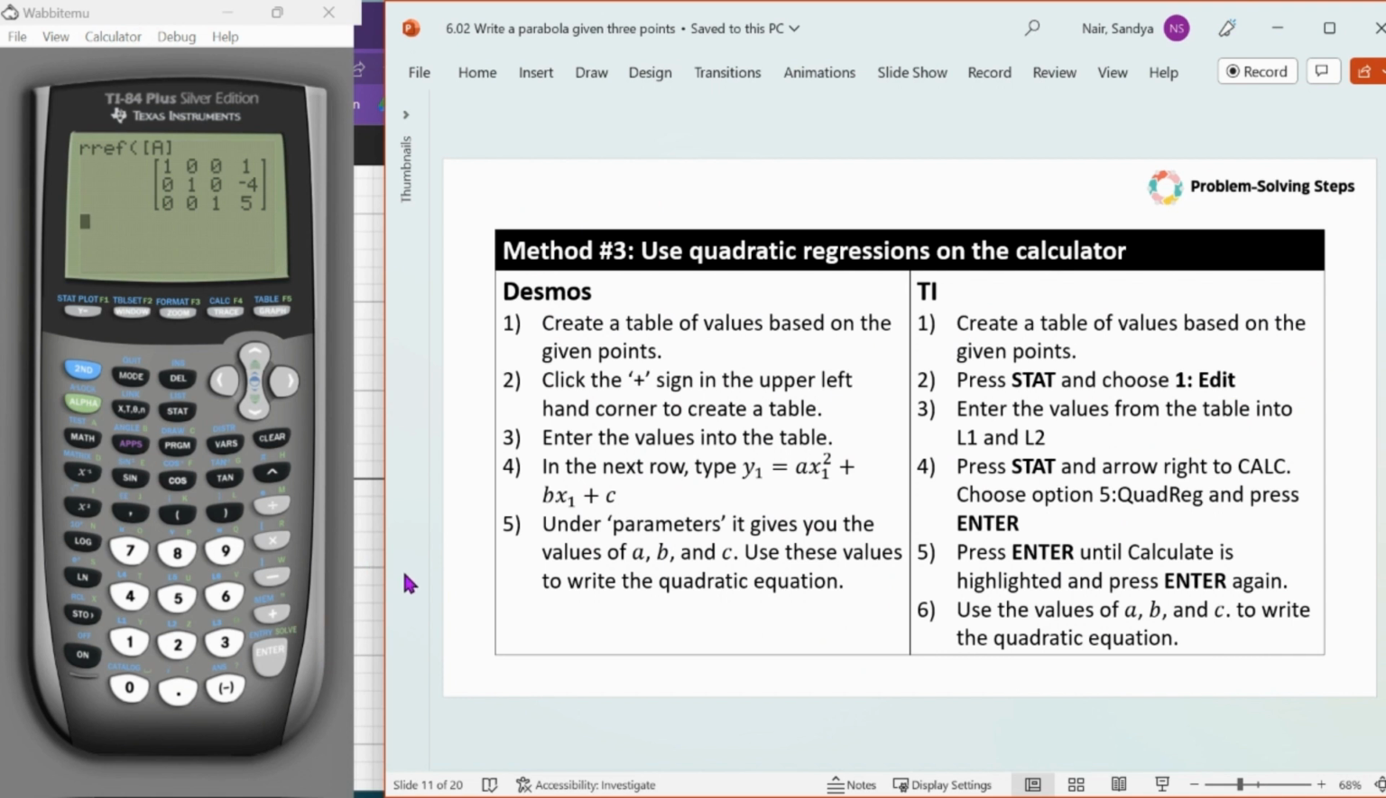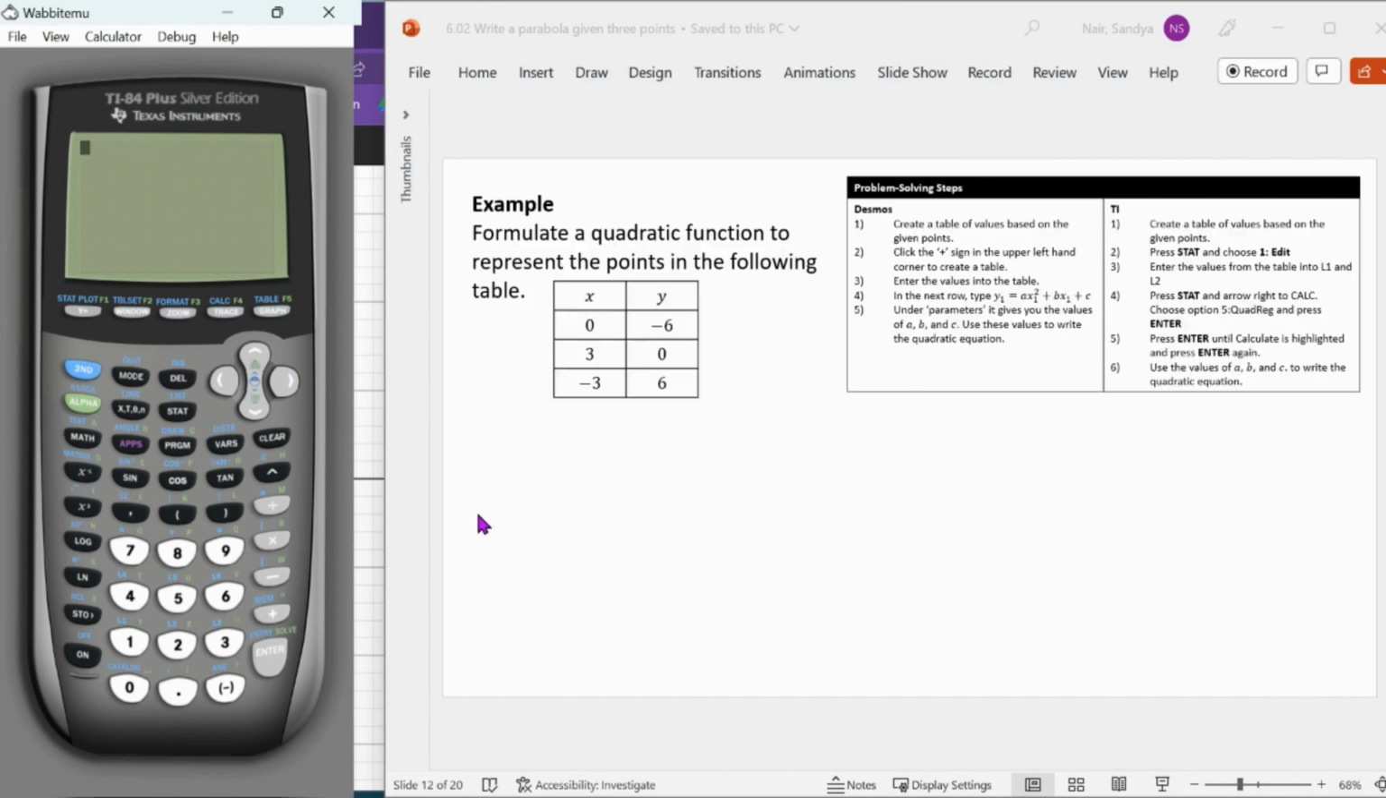Okay, so now method number 3. So method 3 is also a calculator method. We can use regressions on the calculator. And I know you did learn about regressions back in Algebra 1. Remember that you can do regressions in Desmos or in your TI. I'll actually show you both methods since we haven't reviewed those in a little bit. So let's use regressions to formulate a quadratic function that represents the points in this table.